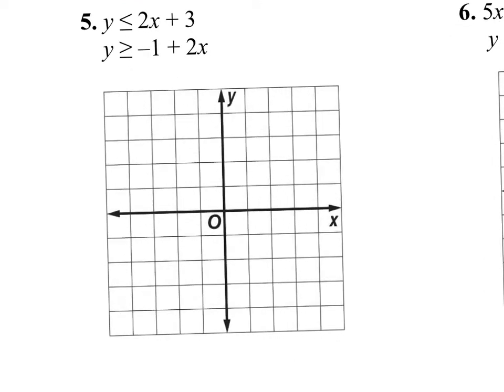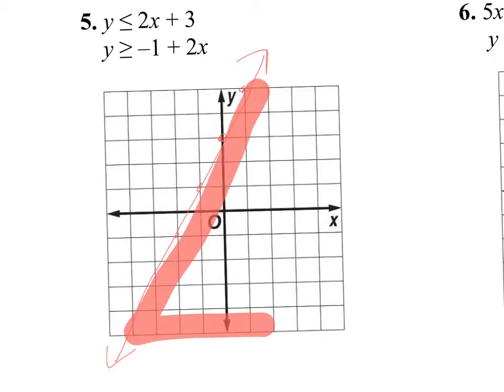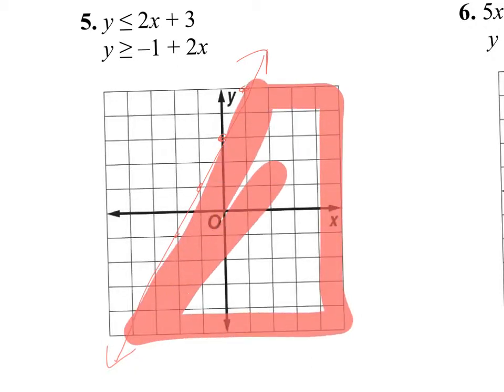Okay, so on number 5, first one, we're going to start up at 3. A slope of 2 is up 2 over 1, down 2 over 1. Okay, solid line. And then since it says y is less than, again, less than would be on the bottom part.